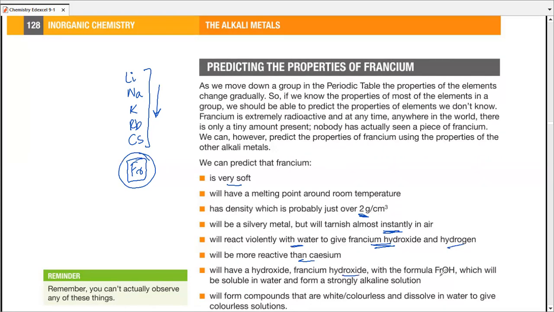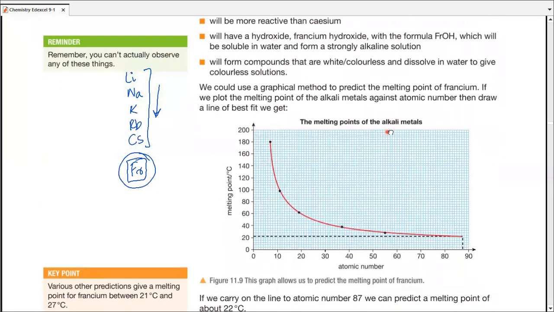Francium hydroxide would have the formula FrOH. This would be soluble in water. This would give a strongly alkaline solution. This would be a white colorless compound. So we can predict a lot of things about them. All right. So going in a similar way, we can keep on predicting stuff about francium.